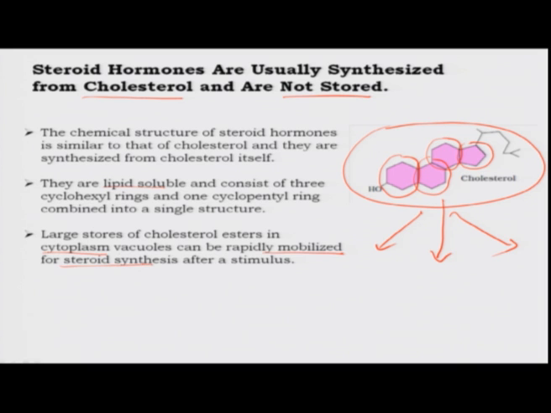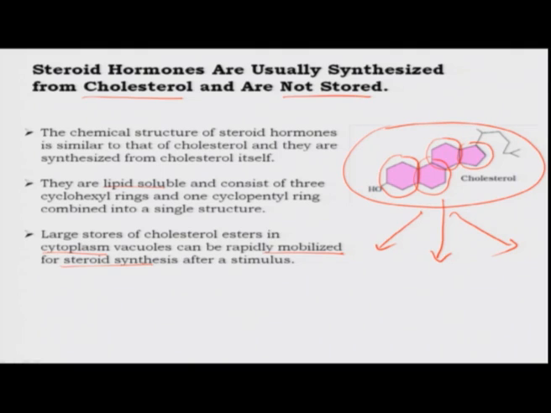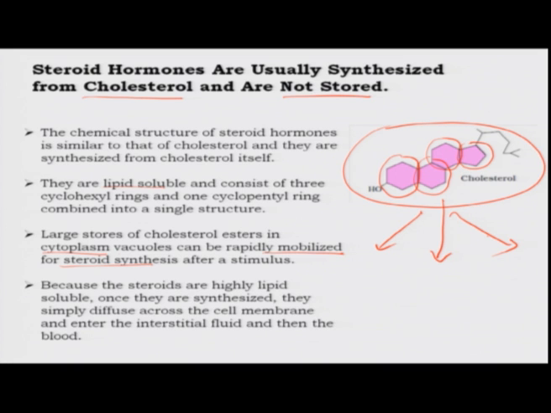So, when the cell that makes these steroid hormones receives a signal from outside that yes, you need to release these hormones into the blood, it rapidly mobilizes this stored cholesterol and synthesizes the steroid hormones that are necessary through the action of several enzymes involved in this pathway. And then finally, because the steroids are highly lipid soluble, they do not need to be packaged into vesicles. As they are synthesized, they can simply diffuse across the cell membrane and enter the interstitial fluid and then the blood, where they have to bind to certain proteins in order to be transported to the target organ, their destination.